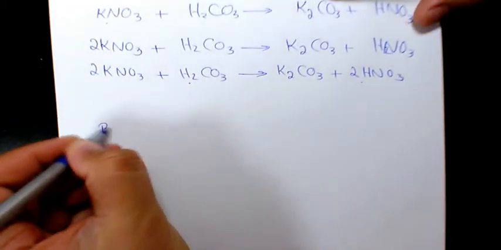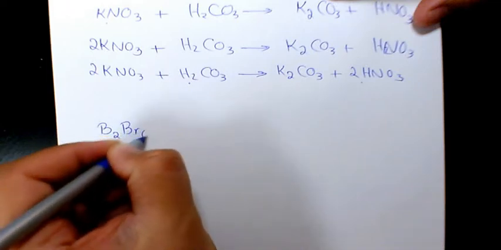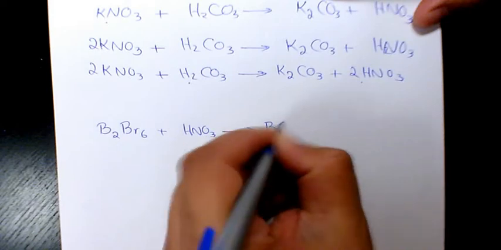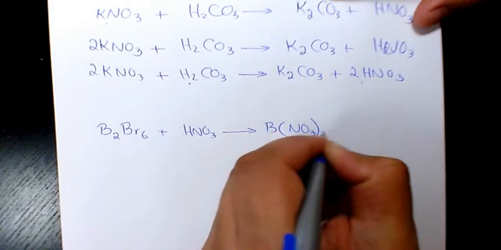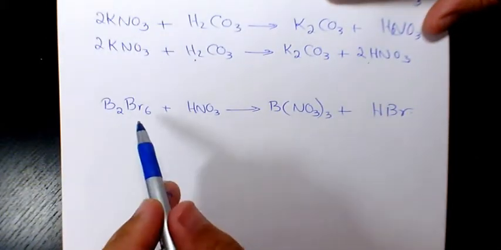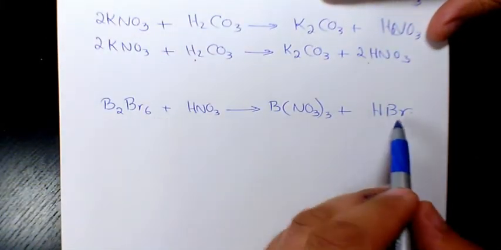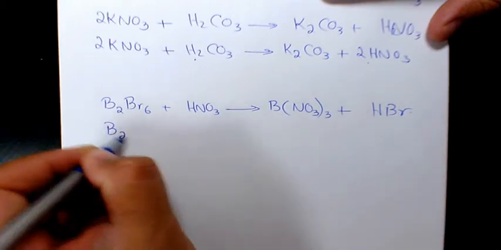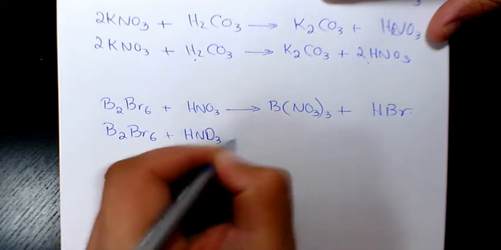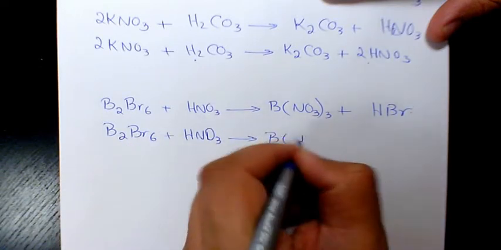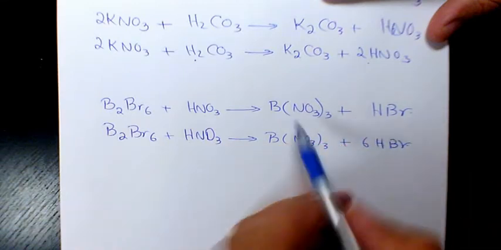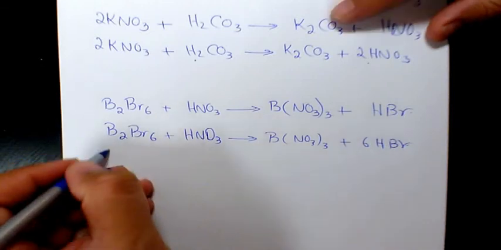Next one is B2Br6 plus HNO3 gives us B(NO3)3 plus HBr. We have 6 atoms of Br here, so we have 1. I need to place 6 in front of it. Nitrate, we have 3. We need to place 3 in here.